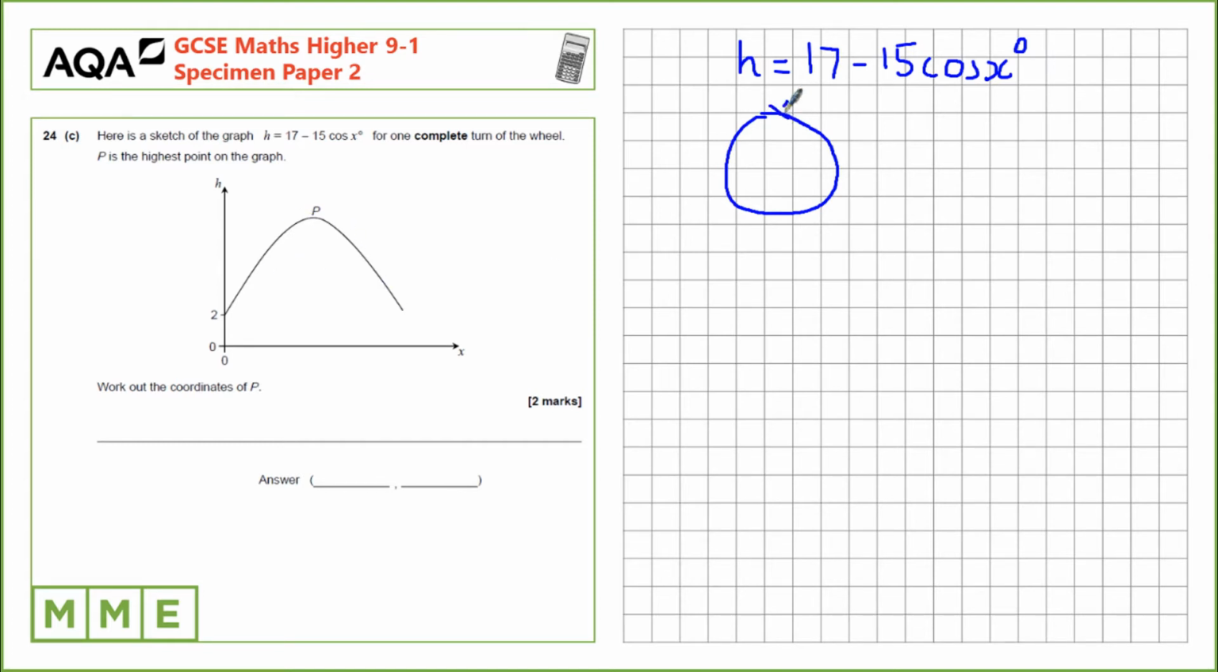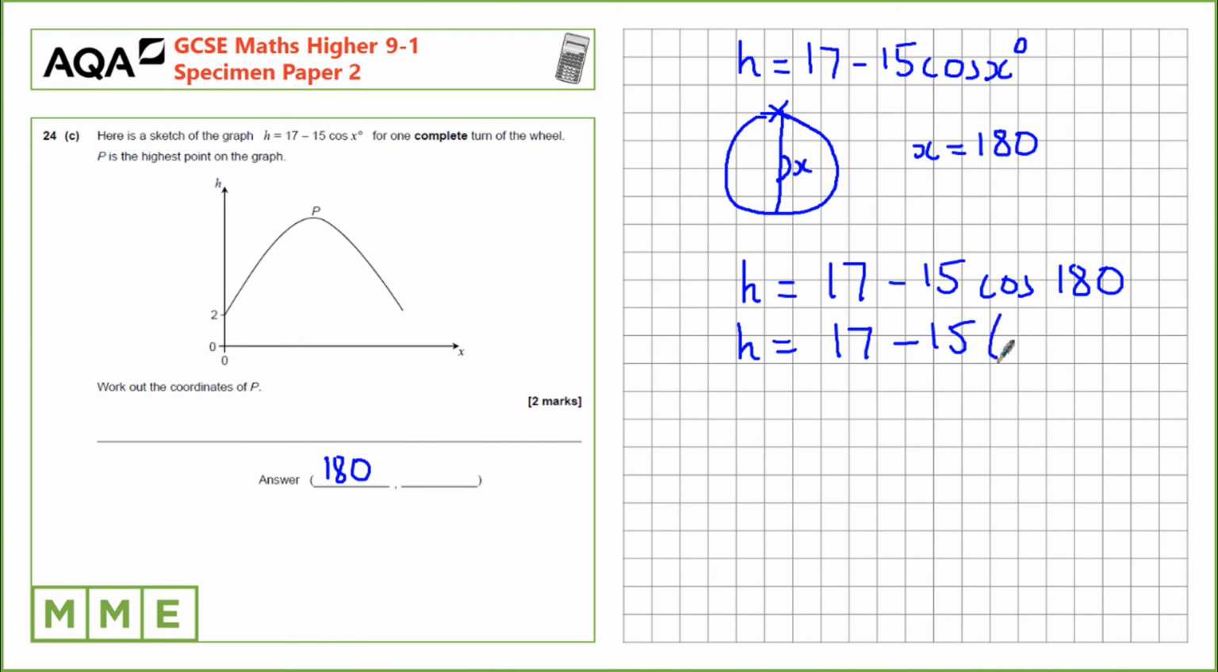We know the highest point is up here, which if we're thinking in terms of our angle x, x has to equal 180 degrees at the highest point of the circle. So all we need to do is substitute this into our equation for h to work out the coordinates. We know that x is 180, we can put that in immediately. And we have h equals 17 minus 15 cos 180. Cos of 180 is minus 1, so we can write h equals 17 minus 15 times minus 1, which is 17. Take away negative 15, which would be plus 15, so h is 32.